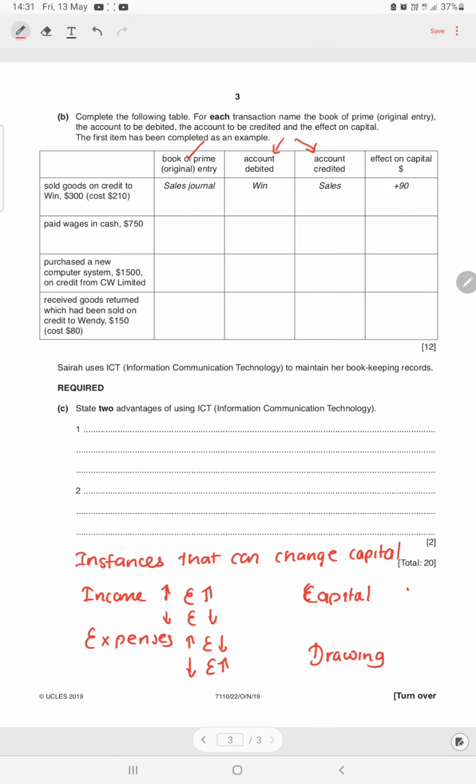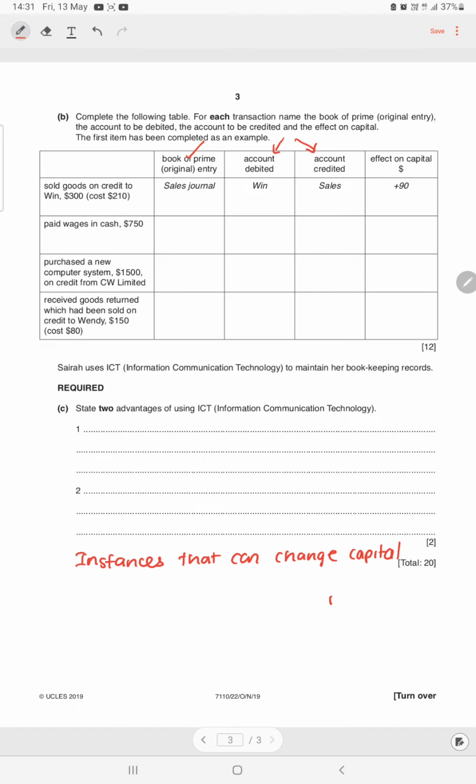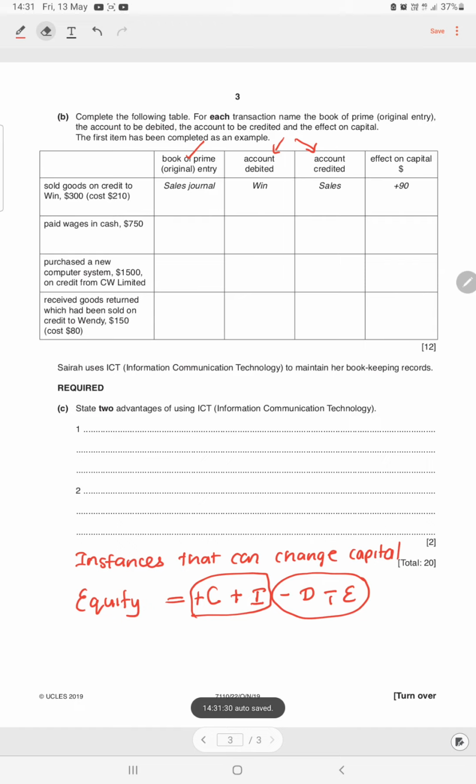Because the formula is simple, it's easier to explain it with the formula. To calculate the equity balance, or capital, I know they're using the term capital here, but the term they're referring to is actually equity. So the formula to calculate equity is capital plus income minus drawings minus expenses. As you can see, drawings and expenses are deducted, whereas capital and income are added to equity. So if capital and income increase, equity increases, and if capital and income decrease, equity decreases, whereas the opposite is true for drawings and expenses.